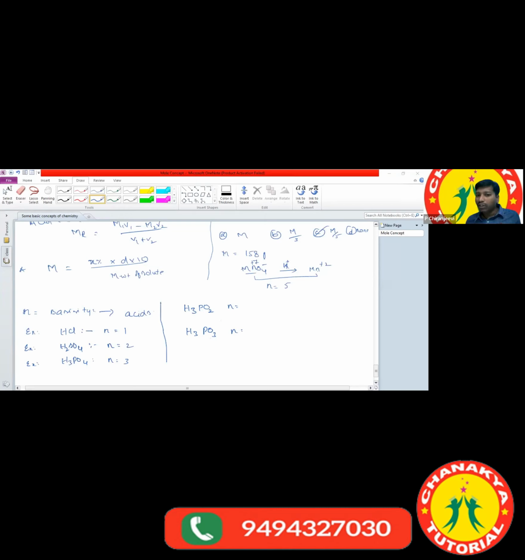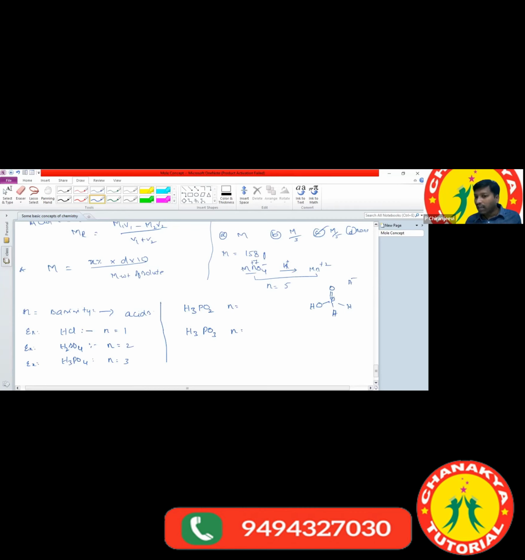For H3PO2, the N factor is based on the structure. In H3PO2, phosphorus is the central atom, and it is directly attached to one oxygen. That oxygen is directly connected with a hydrogen, and the remaining 2 hydrogens are directly attached to the phosphorus. The hydrogens attached to the phosphorus come out in the form of H minus, but not H plus.